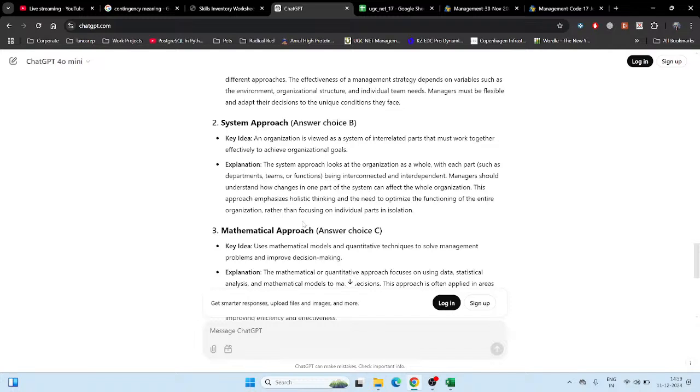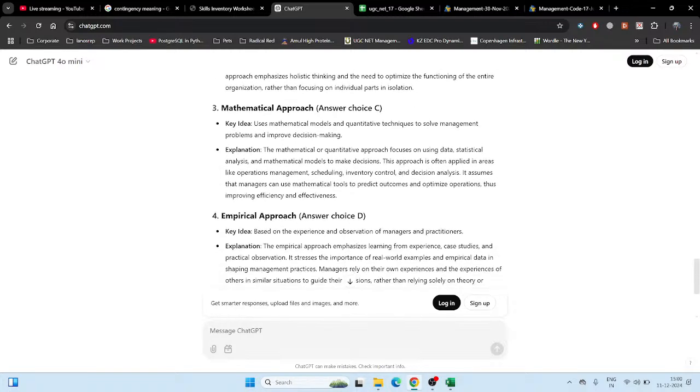System approach. An organization is viewed as a system of interrelated parts that must work together effectively to achieve organizational goals. The system approach looks at the organization as a whole, with each function or team being interconnected and interdependent. Managers should understand how changes in one part of the system can affect the whole organization. This approach emphasizes holistic thinking and the need to optimize the functioning of the entire organization rather than focusing on individual parts in isolation.